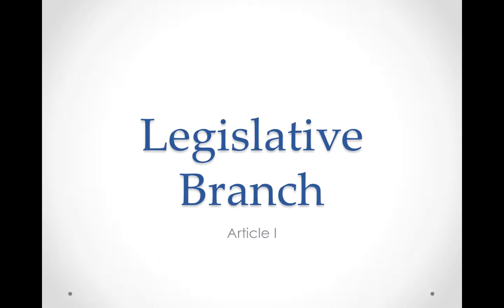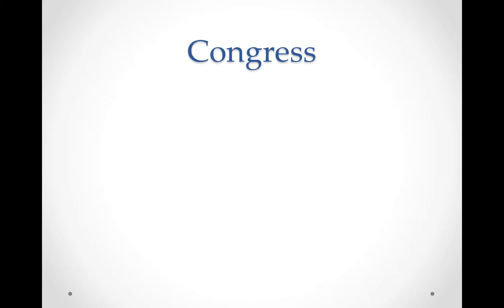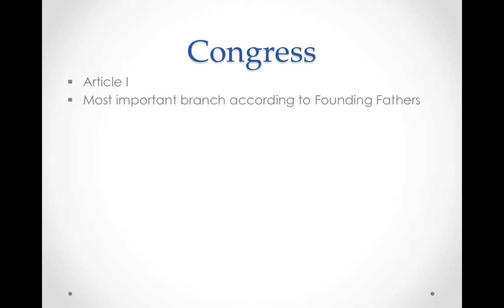This unit is going to be over the legislative branch, and we've talked about this before. It is Article 1 of the Constitution, and we call our legislative branch Congress. So, when the Founding Fathers created our new government, remember they were very, very wary and fearful of a very strong executive. So much so that in the Articles of Confederation, they didn't even create an executive.